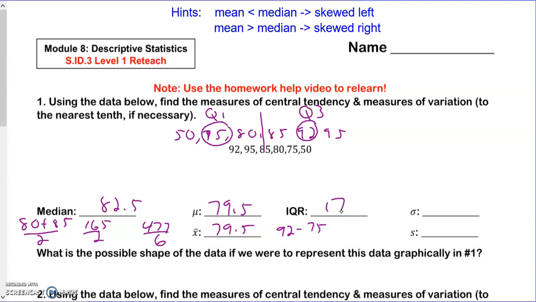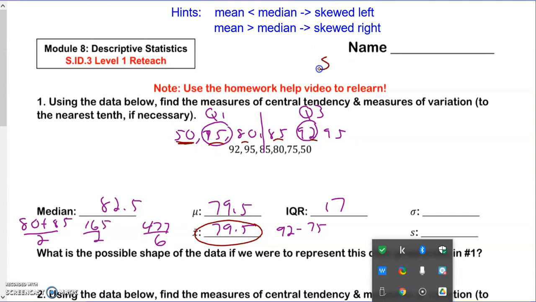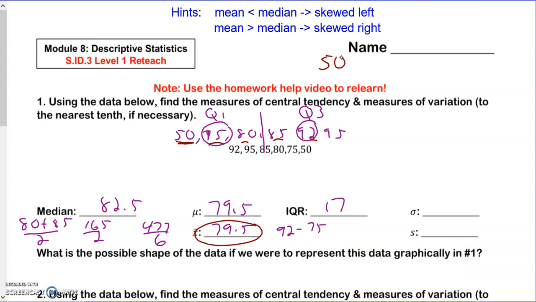Now, to get standard deviation, we take the mean, which is this number, and subtract it from each of these numbers. So I'm going to do the first one: 50 minus 79.5 equals negative 29.5, and then you square it. When I square it, I get 870.25. Let me do one more, and then I'm going to pause this because I'm going to do this on my own, and then I'll go over what we do next after I write it all down.